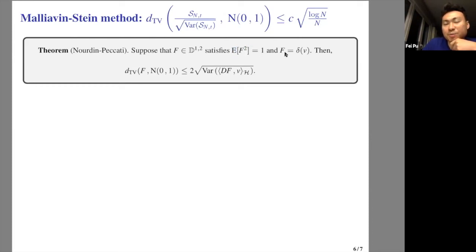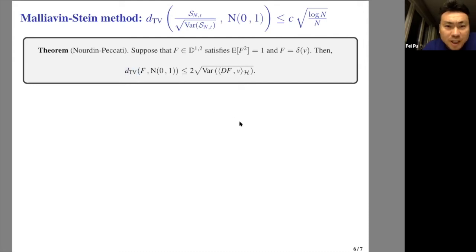Moreover, F can be written as delta of v. Here delta denotes the Skorokhod integral. We can understand delta as a stochastic integral. Then we have the following inequality. The total variation distance between F and the standard normal distribution is bounded above by 2 times the square root of the variance of the inner product between DF and v. So we have this inequality for total variation distance.